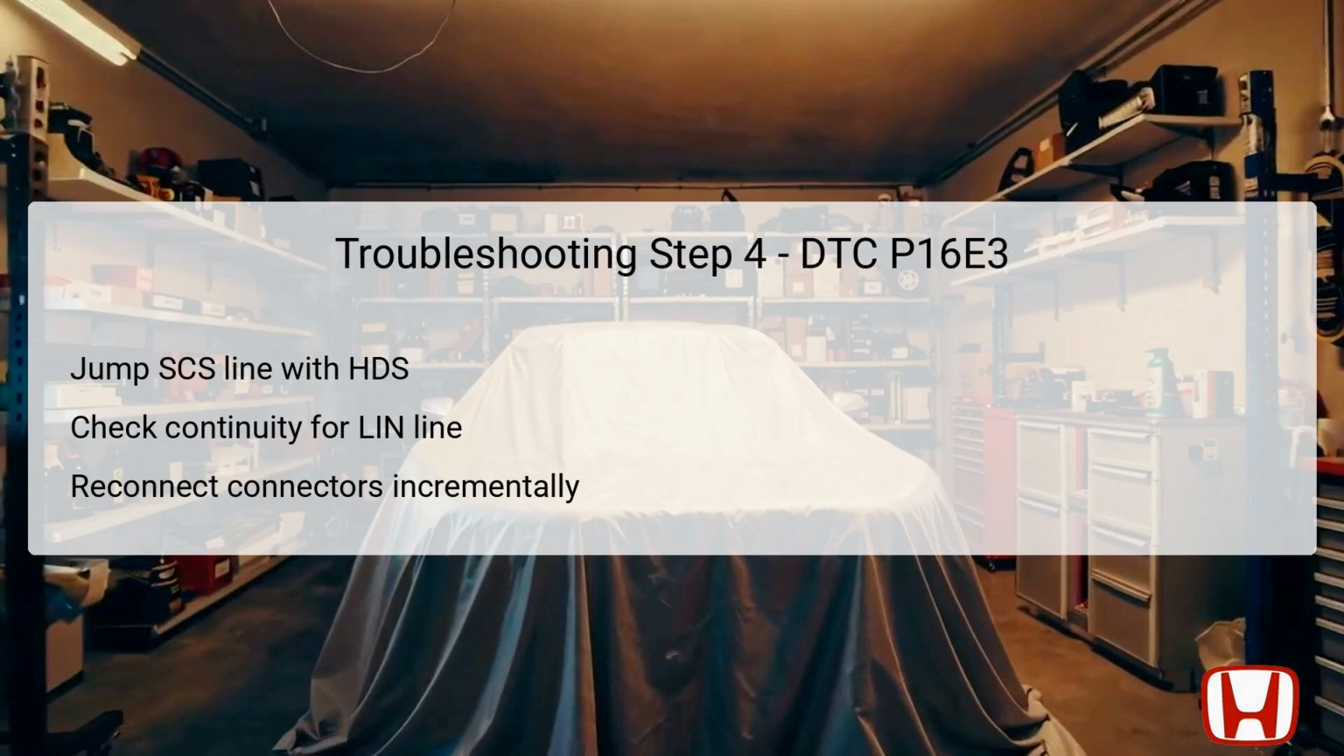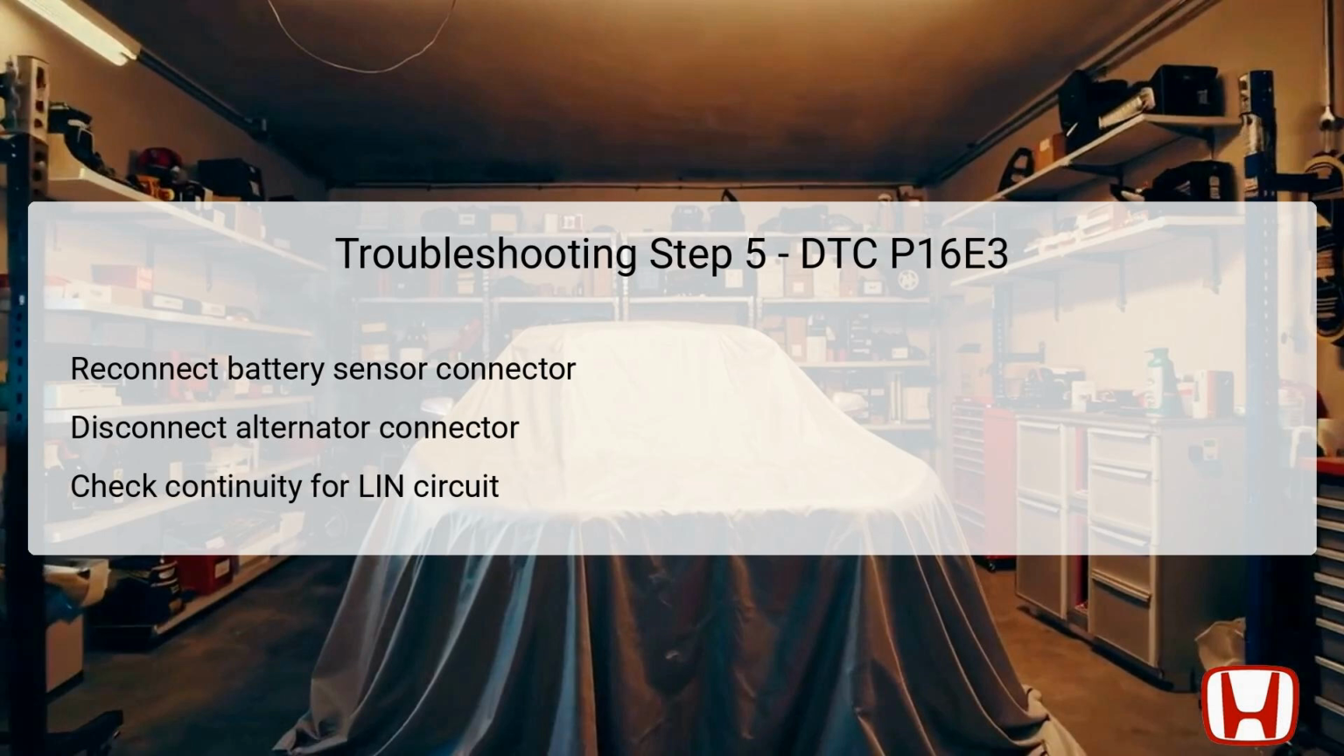If continuity is interrupted when disconnecting one of these components, it indicates a fault in that specific part, and appropriate replacement or repair should follow. In this fifth step, you begin by reconnecting the previously disconnected battery sensor 2P connector. To assess potential issues further, disconnect the alternator 1P connector.